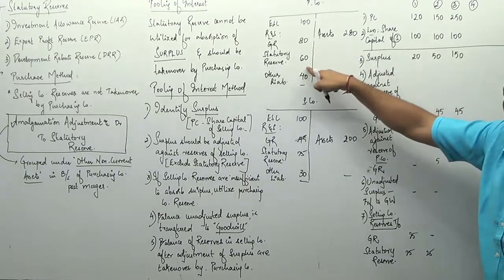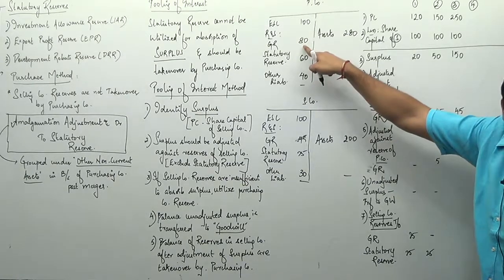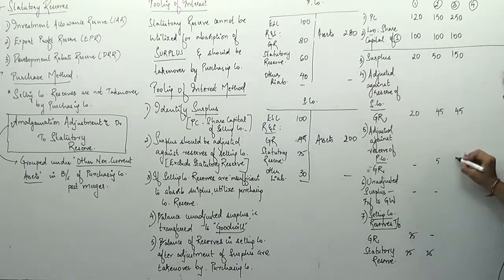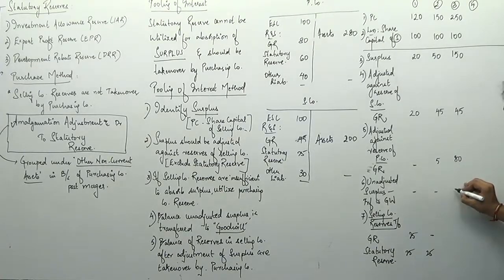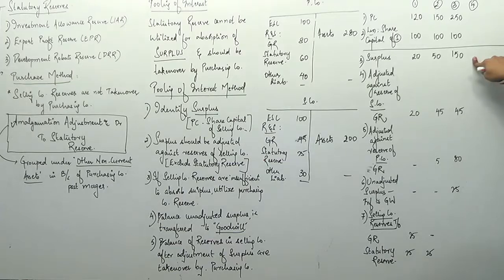Purchasing company also I can't use statutory reserve. All I can use is the general reserve of 80. Let's say I used 80. Now what happens? 150 surplus, total adjusted is only 125. So I'll have an unadjusted surplus transfer to goodwill fund, 25. So 45 plus 80 plus 25 back to 150.